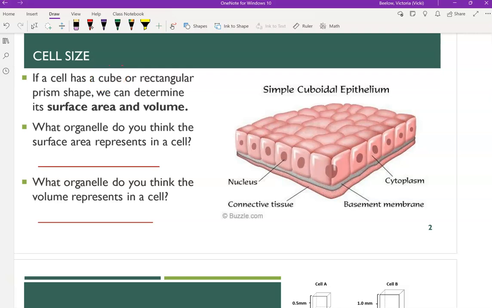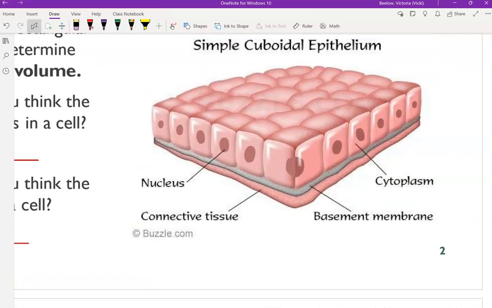Okay, you do have cells in your body, simple cuboidal epithelium. Epithelium is basically any type of skin or surface level tissue in your body. So whether it's on the outside of your body, like your skin, or the inside of your body, a lot of the lining in your digestive tract actually contains these types of cells. So they are cube shaped.